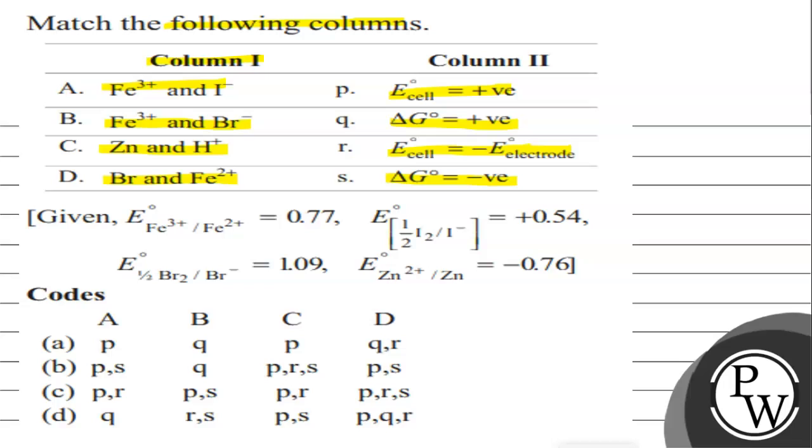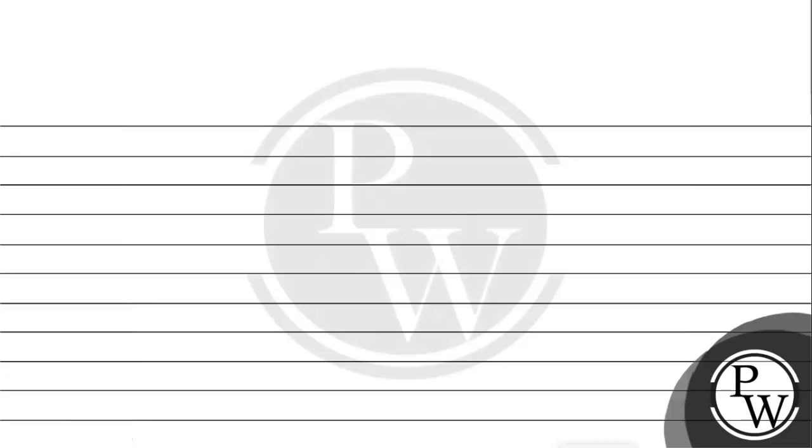And we have been given the E° values: E° Fe3+/Fe2+ is 0.77, E° I2/I- is +0.54, E° Br2/Br- is 1.09, and E° Zn2+/Zn is -0.76. And these are the codes that have been given to us. Now let us move on to the question.